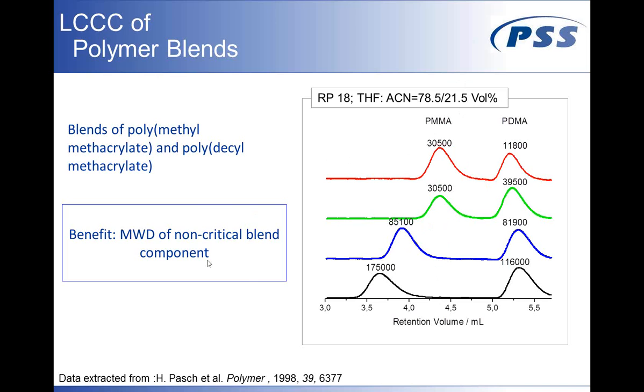By critical chromatography, the benefit is that you can obtain the molar mass distribution of the non-critical blend component, meaning under the critical conditions of the polydecyl methacrylate, I can do a calibration with PMMA. And if I have my real blend, then I can use this calibration with PMMA to determine the molar mass distribution of the unknown PMMA within this blend. And therefore, both answers, gradient chromatography and critical chromatography, are equally right, depending on exactly what you would like to learn about your sample.